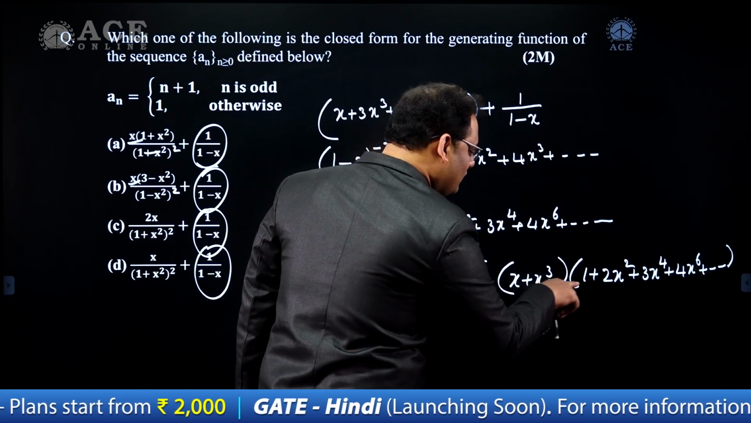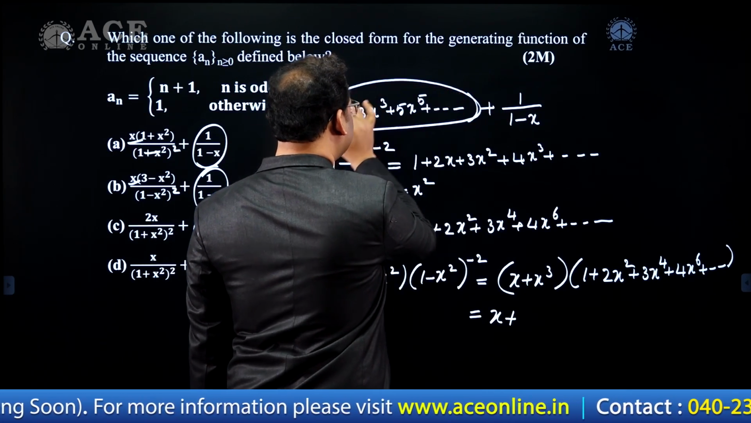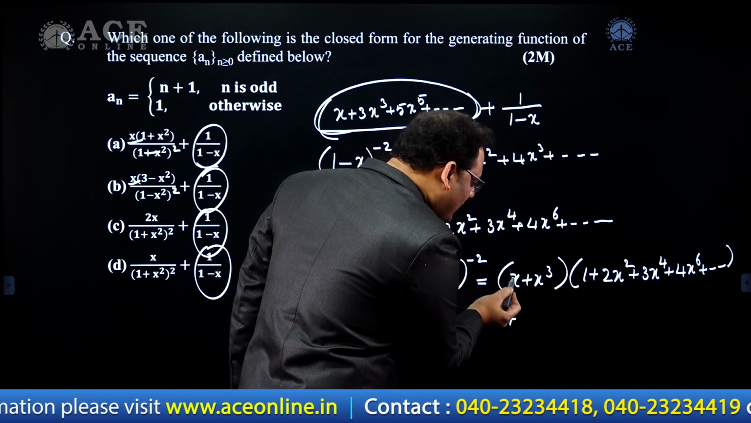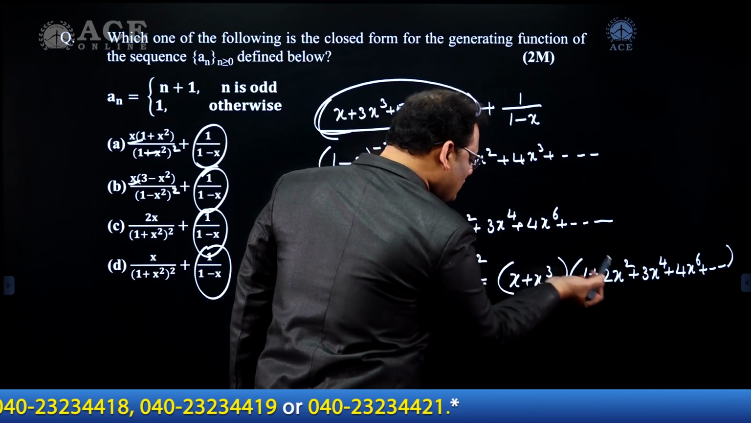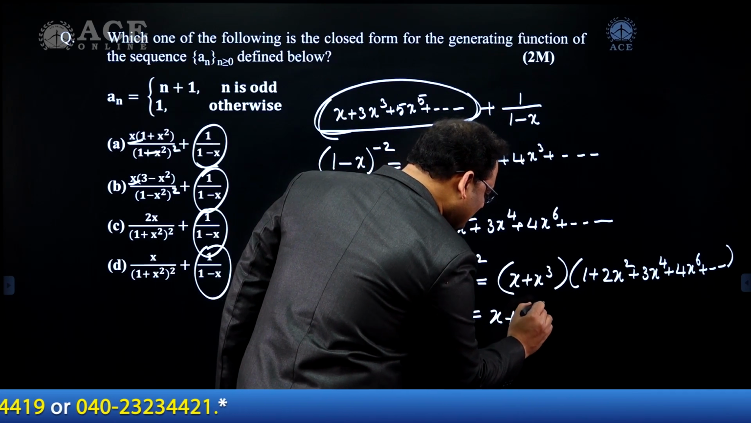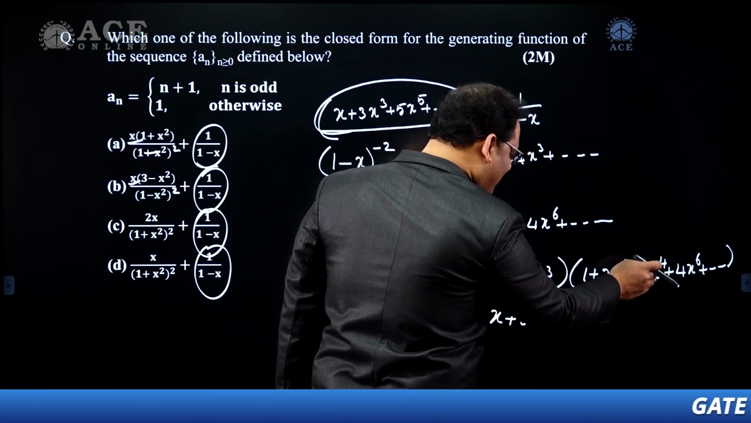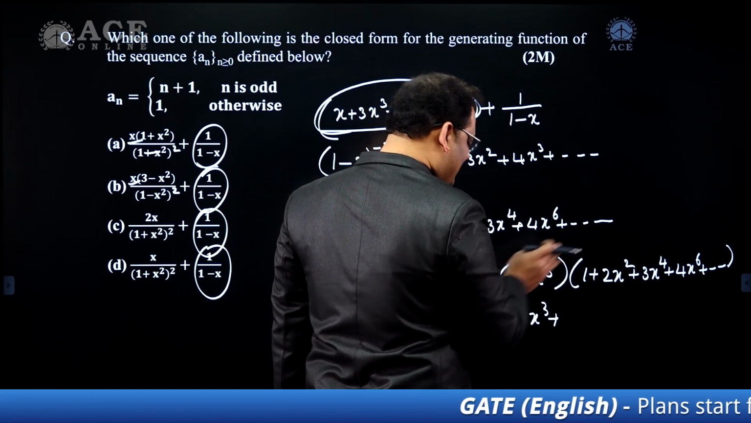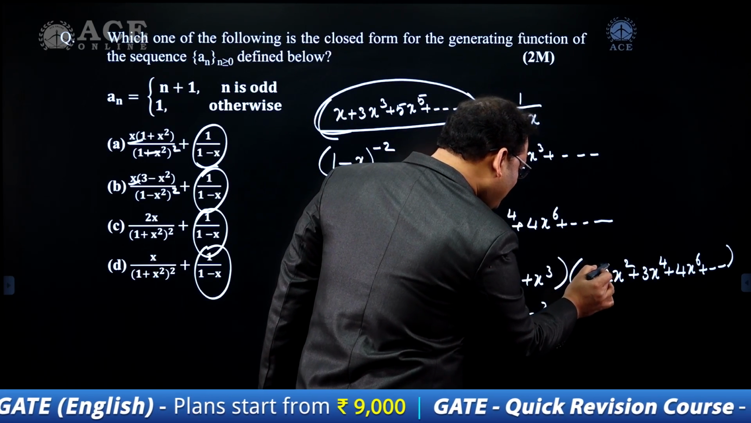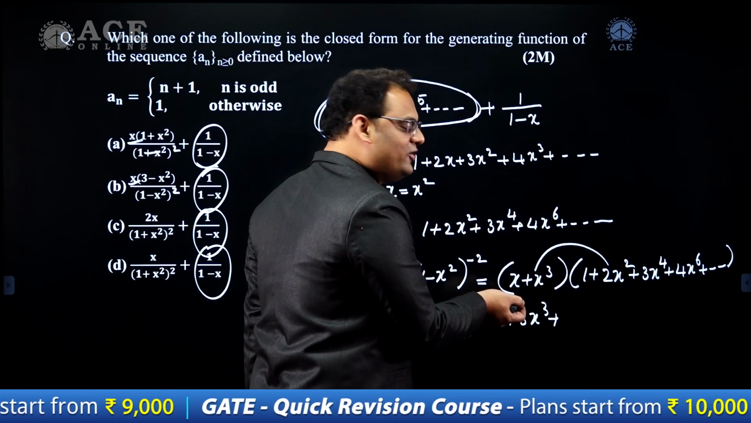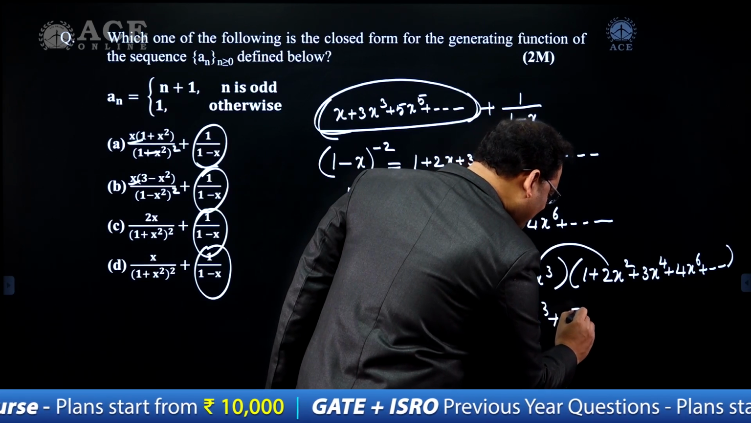Yes, x into 1, that is simply x. Don't forget your target, right? X here, and x into 2x square is 2x cube. 2x cube plus x cube, 3x cube, isn't it? X into 3x power 4 becomes 3x power 5. 3x power 5, if you multiply these two terms, you will get 2x power 5. 3x power 5 plus 2x power 5 will become 5x power 5.